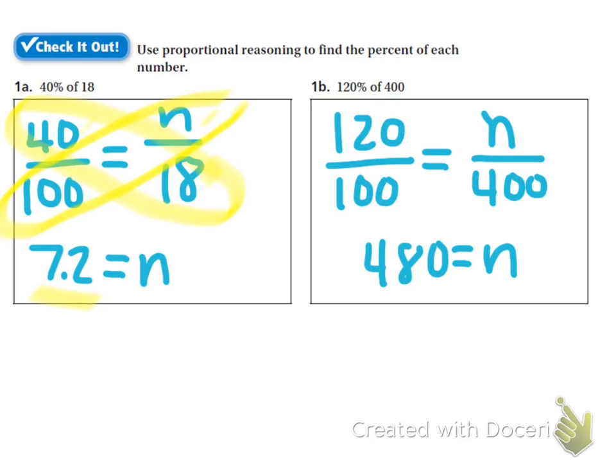On 1B, we did the same. 120 over 100 equals n over 400. We want to find what of 400, so that's always going to be my denominator. I cross multiply, and find that my answer is 480.